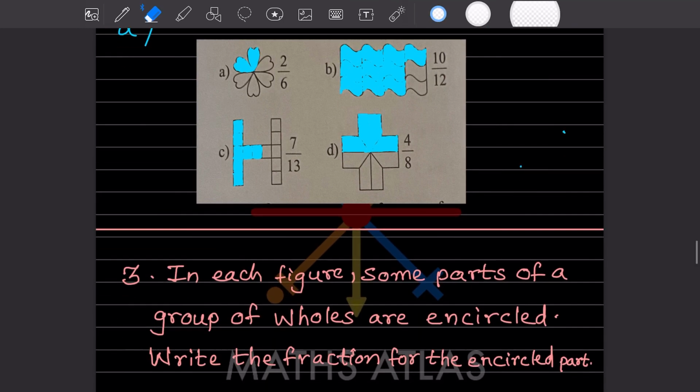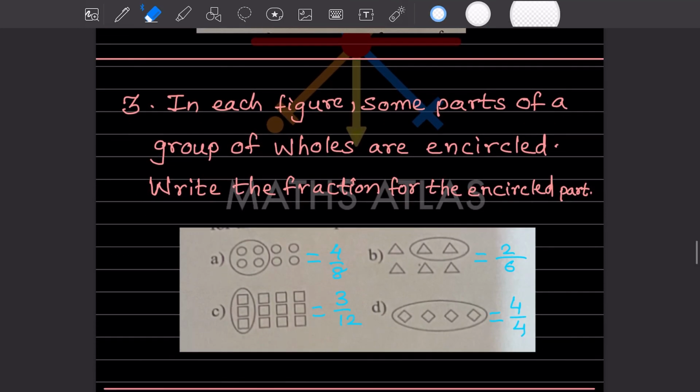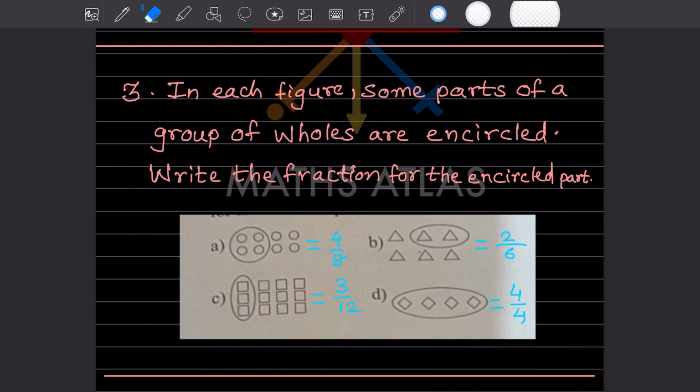So this is done. Our next question says that in each figure, some parts of a group of holes are encircled. Write the fraction for the encircled part. So here, what are you going to do now? For the encircled ones, you will put the count here. This is the encircled, right? Can you see here? So 4 are encircled out of how many? The total is 8. Now look here. This is 2, so 2 will go in the numerator.